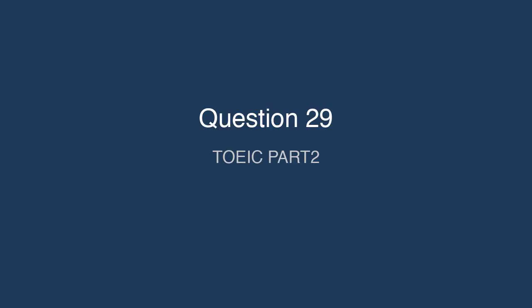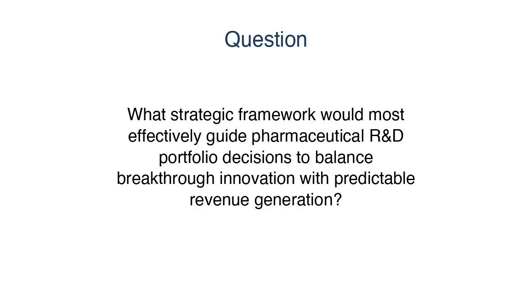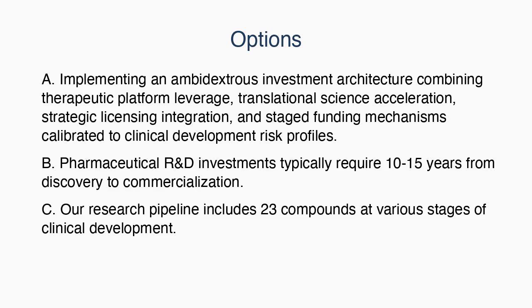Question 29. What strategic framework would most effectively guide pharmaceutical R&D portfolio decisions to balance breakthrough innovation with predictable revenue generation? Here are your options. A. Implementing an ambidextrous investment architecture combining therapeutic platform leverage, translational science acceleration, strategic licensing integration, and staged funding mechanisms calibrated to clinical development risk profiles. B. Pharmaceutical R&D investments typically require 10 to 15 years from discovery to commercialization. C. Our research pipeline includes 23 compounds at various stages of clinical development.